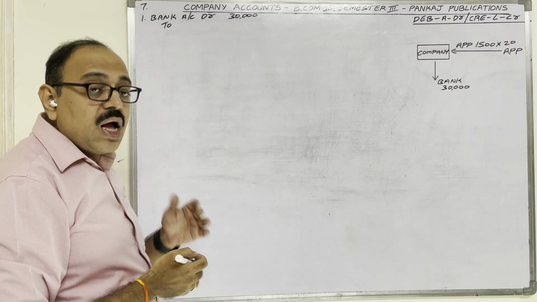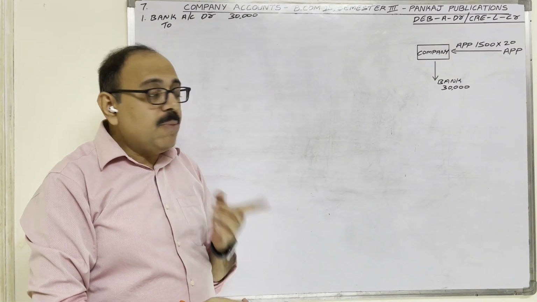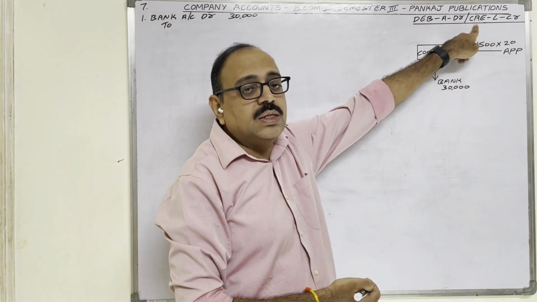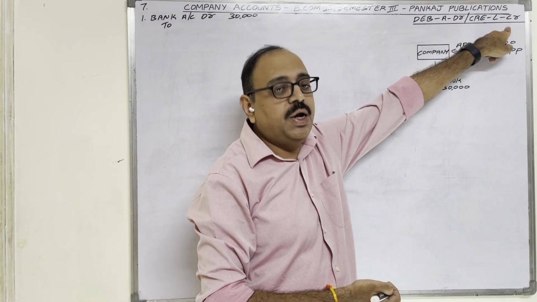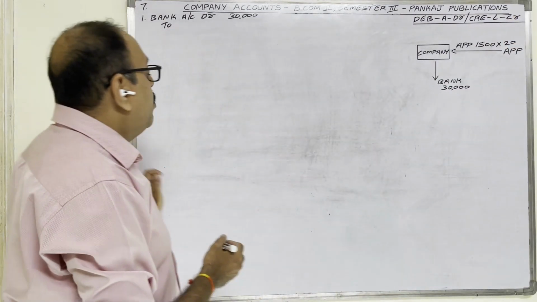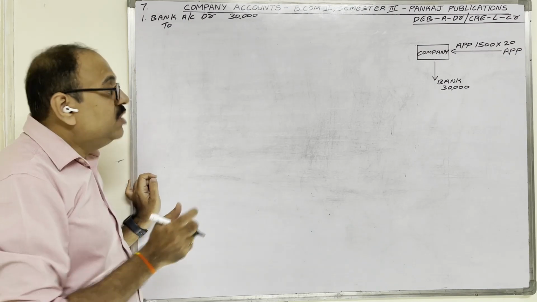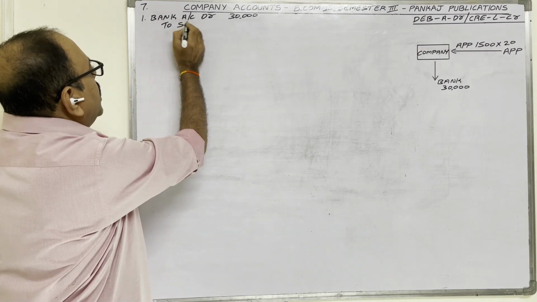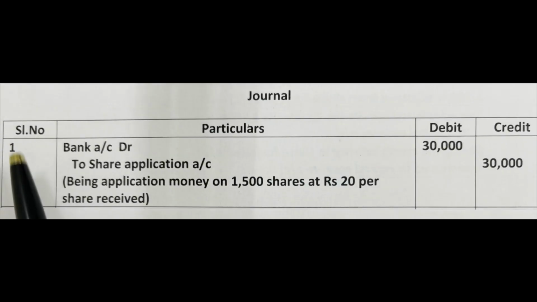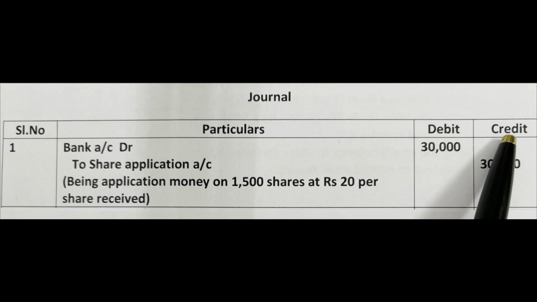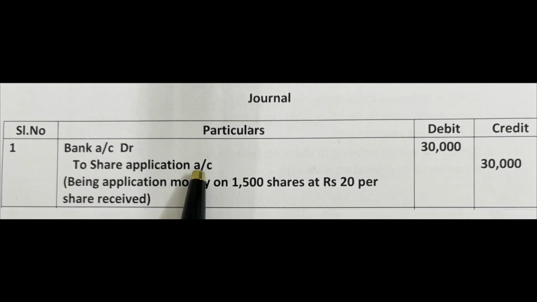Applicants are giving this money to the company. In future, the company should return this money to applicants. To the company, applicants are creditors. Creditor is a liability. Liability shows a credit balance. Therefore, applicants' accounts we have to credit. Instead of writing their names, we write share application account. Amount 30,000 rupees. Journal, serial number, particulars, debit, credit. First entry is bank account debit to share application account.